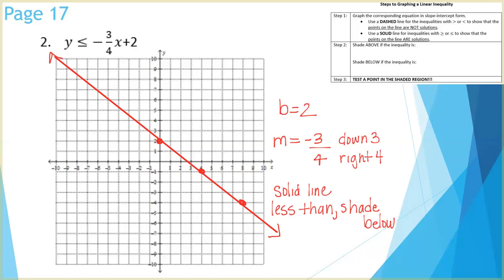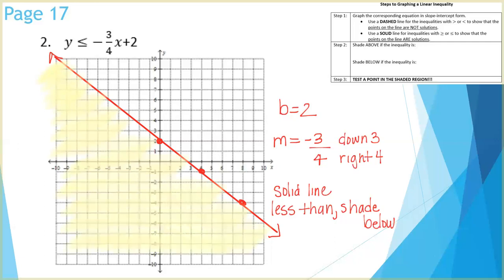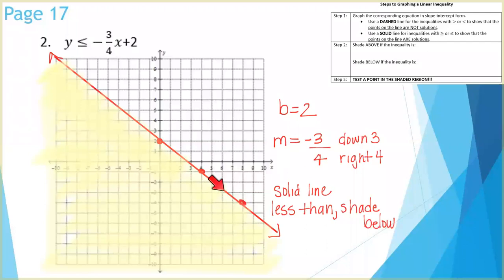And because it's less than this time, we're going to shade below. So below this line, everything is shaded. Any point below the line or on the line would count as a solution, because if it's a solid line, we can use the points that fall on the line. So anything on the red line would be okay, and anything in the yellow would be okay.